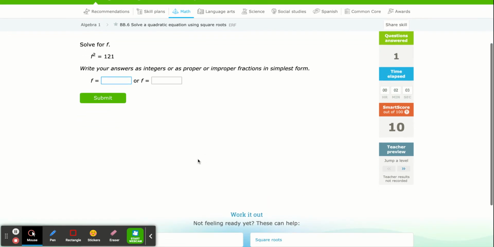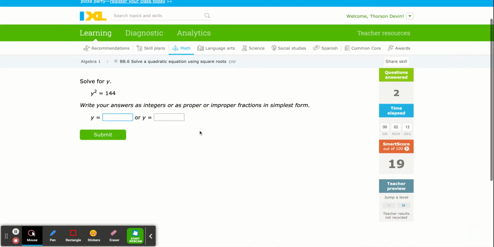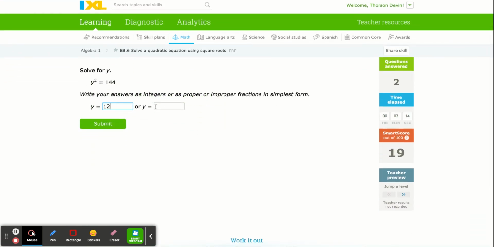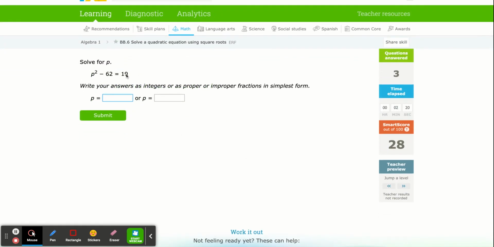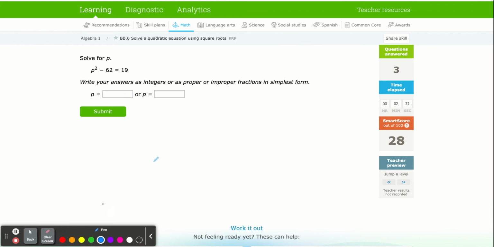There we go. So again, we're going to square root 121. We get 11. But then we need to realize we also get -11. This one will probably go fairly quickly. We get 12. And we also got to remember we get a -12. We will eventually get to some that we actually have to rearrange the equations just a little bit.